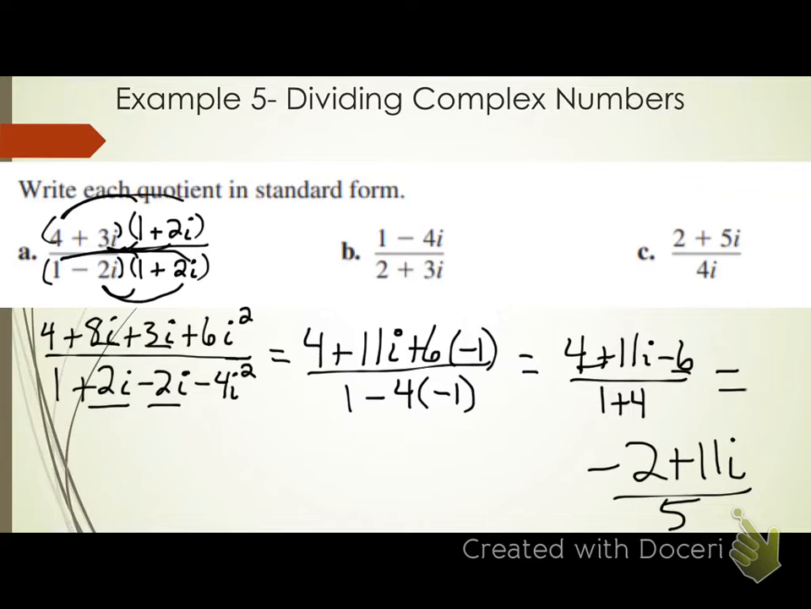Is there any more simplifying I can do in my numerator? No. Is there any more simplifying I can do in my denominator? No. Do I have any i's in my denominator anymore? No. Can I do any simplifying with the division? Are 2, 11, and 5 all divisible by anything? No. So is this in simplest form now? Yes, it is. There's my answer. Everyone okay with that? Does everyone see how when I multiplied by the conjugate, it got the i out of my denominator? We okay with that? Okay.